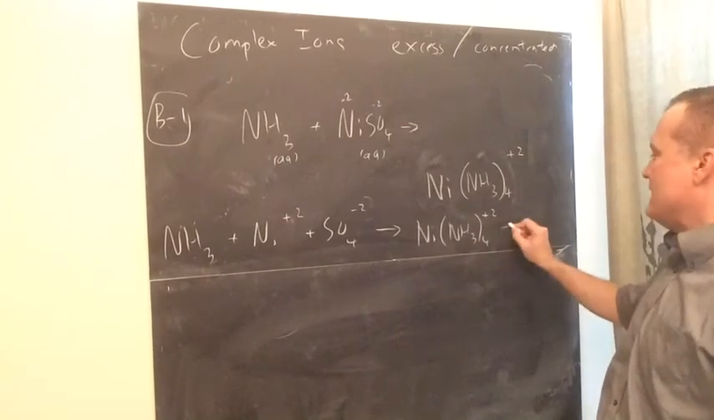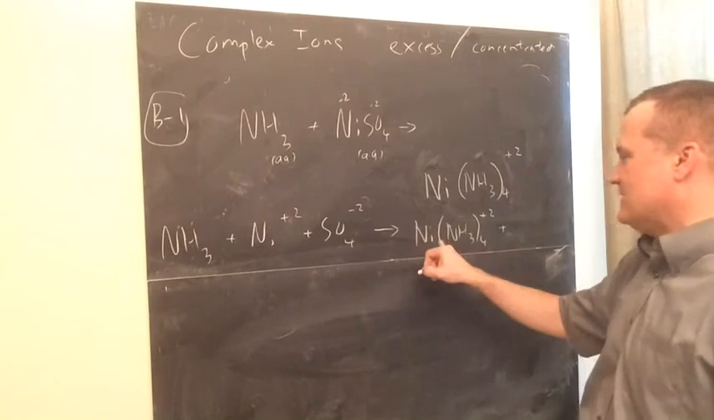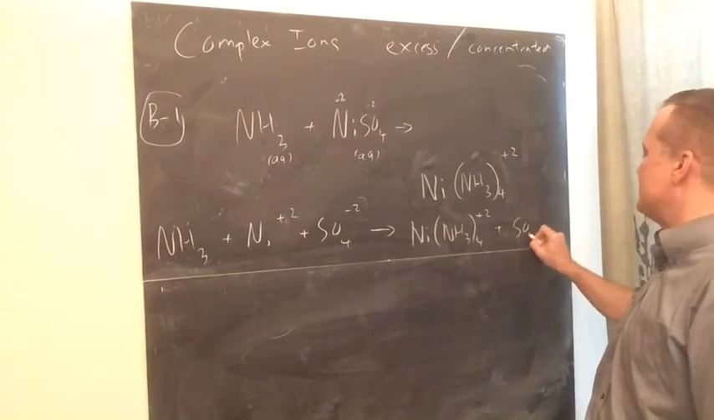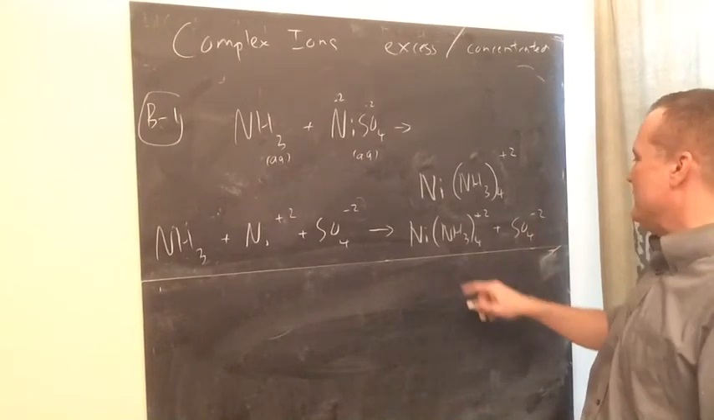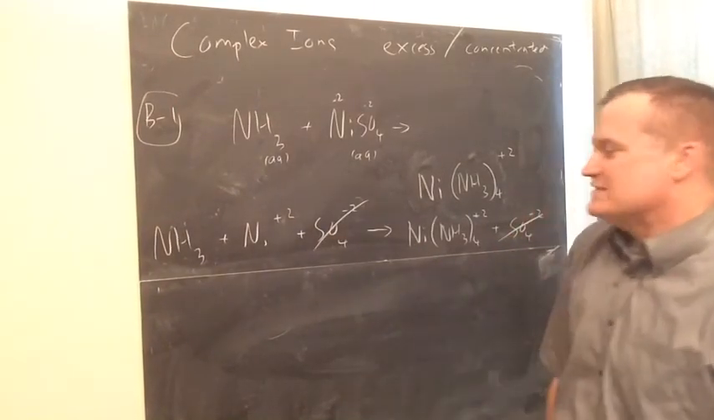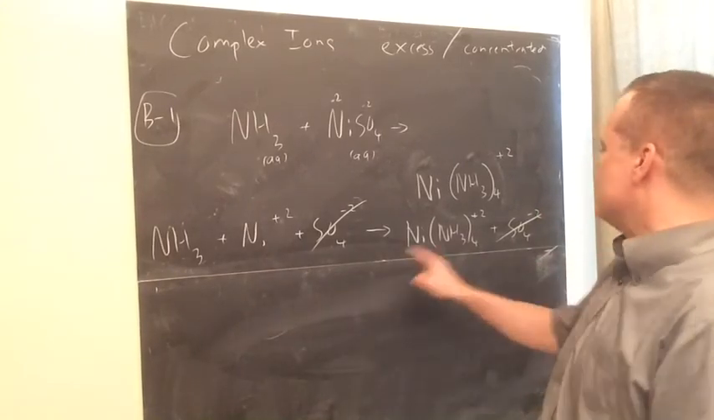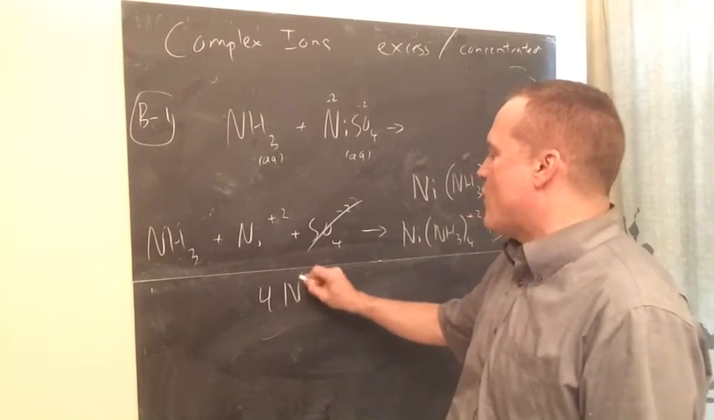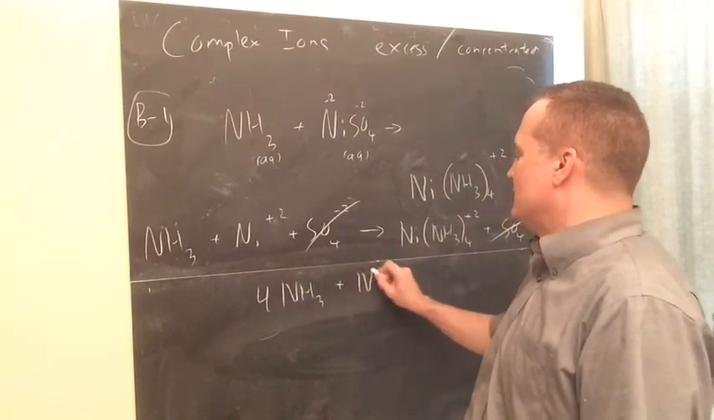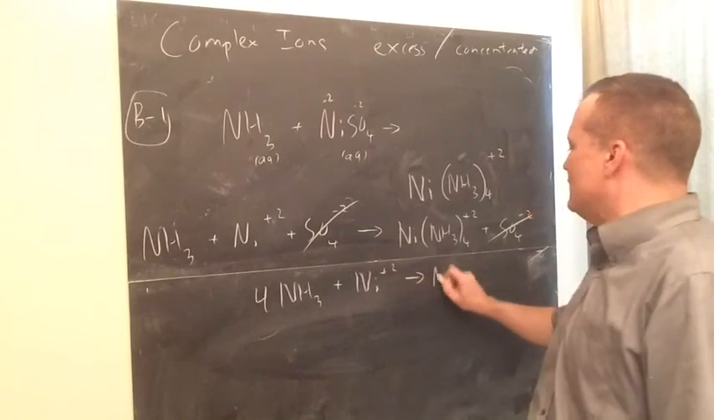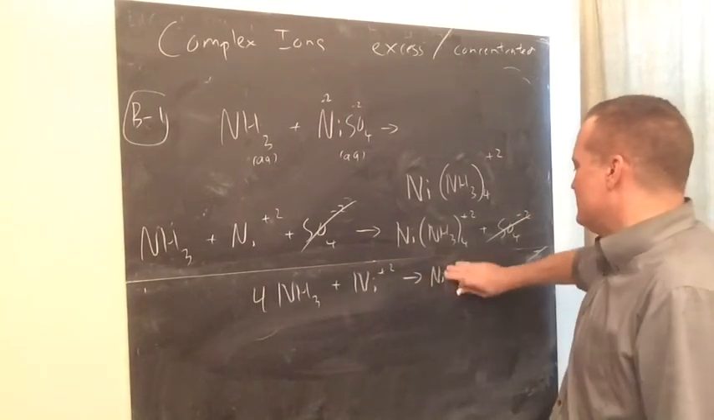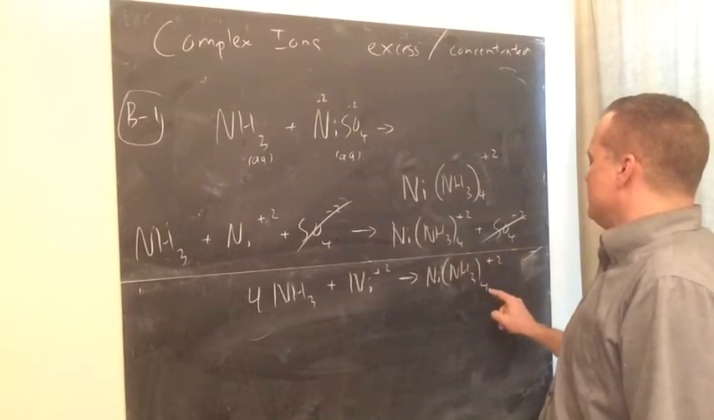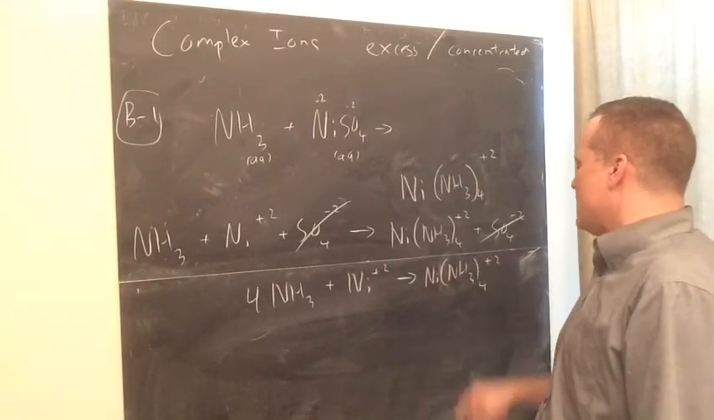And then I'm going to have left over, okay, the nickel is in there. The sulfate, we don't see it anywhere, so it must be a spectator ion. And the ammonia went there too. So just the sulfate's the only thing. So there's your reaction. Ammonia plus nickel gives you the nickel complex. Now, of course, if you want to balance it, you put 4 ammonias joining on to a nickel to give you the 4 ammonia nickel 2 complex.